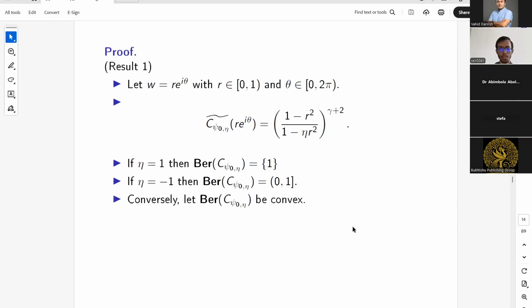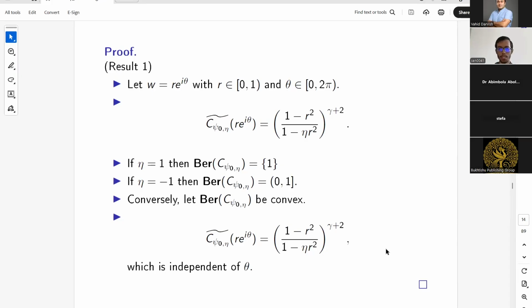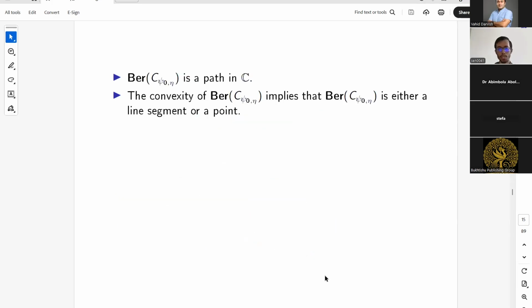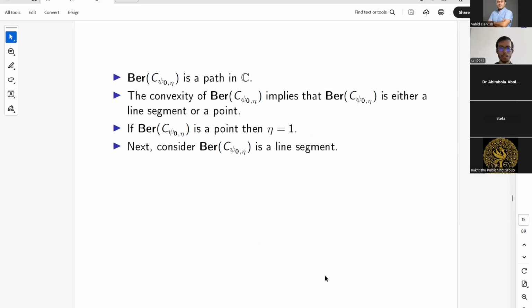Now we prove the converse of this result. Suppose that the Berezin range of C psi 0 eta is convex, then we calculate the Berezin transform at the point r e to the power i theta, and this is independent of theta, and we can say that the Berezin range is just a path in C. By the convexity, this implies that the path should be either a single point or a line segment. Now, by the previous lemma, we get that if the Berezin range is a single point, then eta is equal to 1, and next we consider the Berezin range is a line segment.